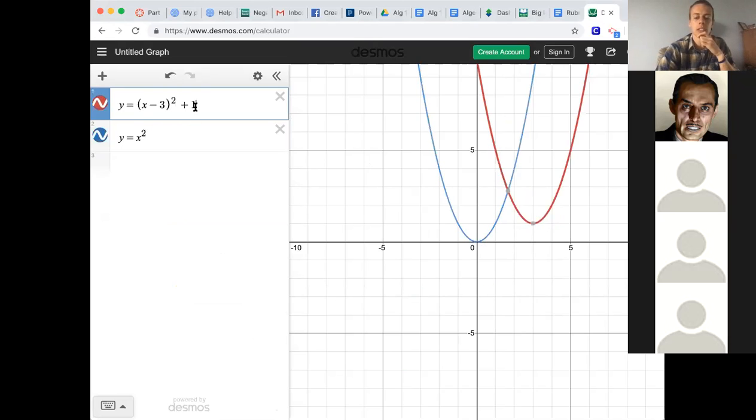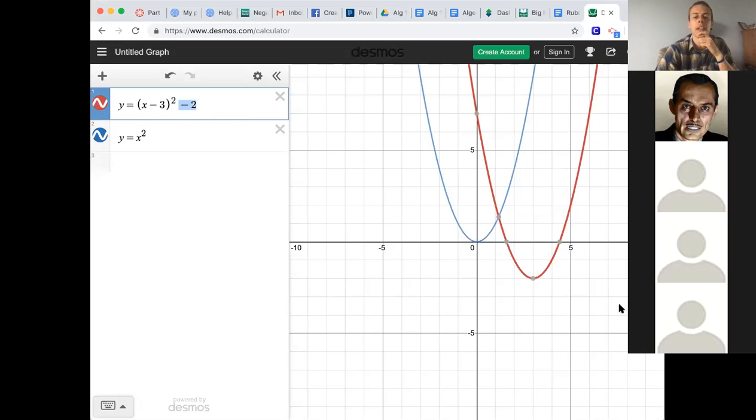Now, if we change this to, let's say, a minus 2, it's still going to move us to the right 3, but then this minus 2 is going to move our entire graph down 2 units. Okay, down 2 units.